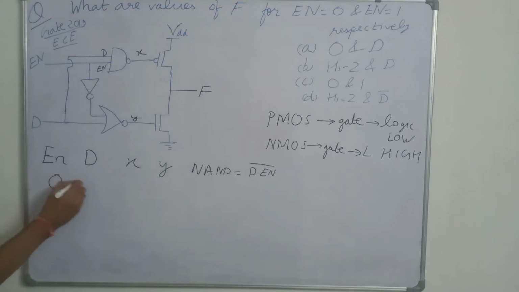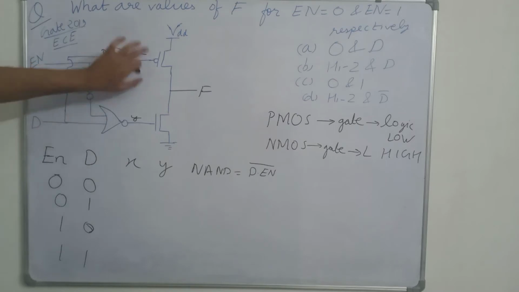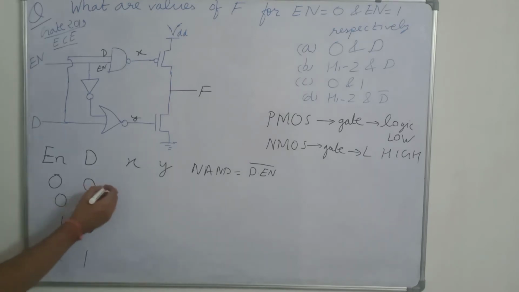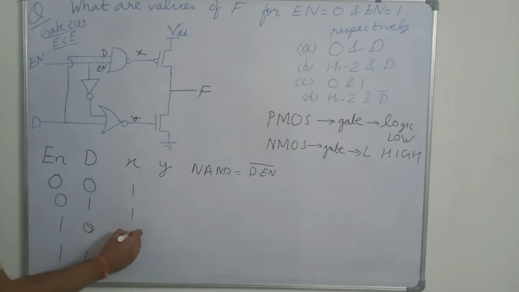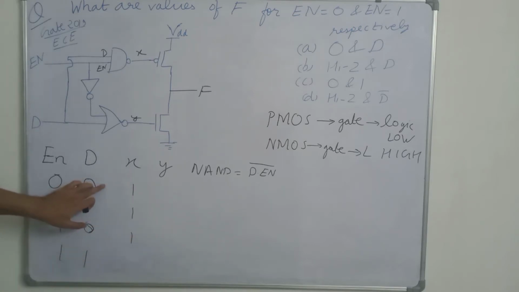So there are four options possible for enable and D. So 0, 0, 0, 1, 1, 0 and 1, 1. So this is NAND gate. In NAND gate the output is high whenever any of the input is low. So this will be equal to 1, 1, 1. And here the output will be low.